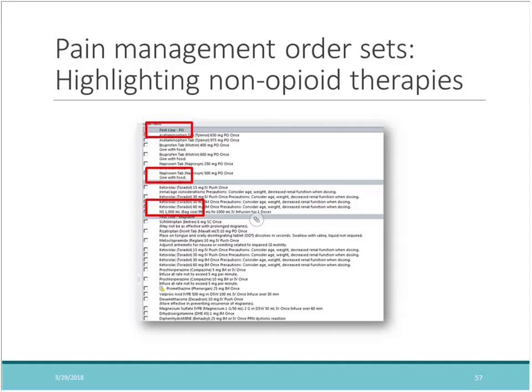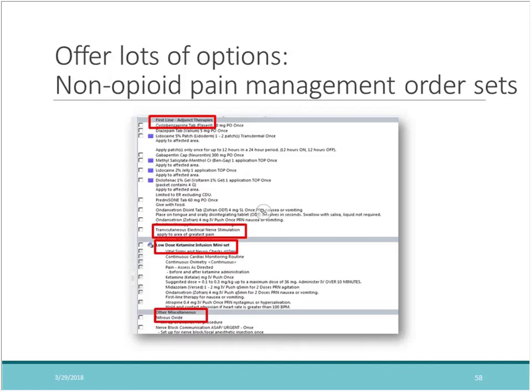And so it's great. It's a single order set. The physicians all know where to find it. And it's fantastic that we can have folks look at this order set and choose a non-opioid option. This is the second part of the pain management order set.